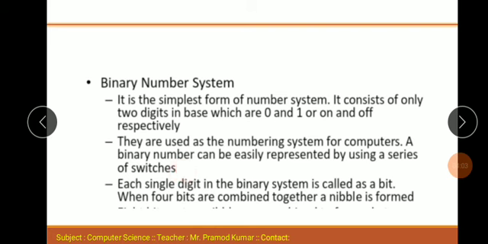You know very well that a computer understands only the binary number system, and the binary number system has only 2 digits, 0 and 1. Each single digit in a binary system is called a bit. When 4 bits are combined together, a nibble is formed. One nibble equals 4 bits, and the smallest unit of memory is called the bit.